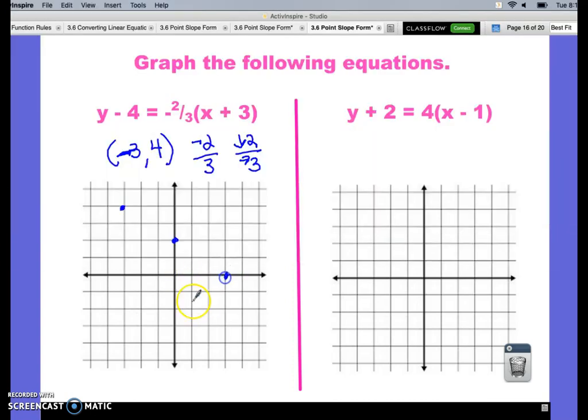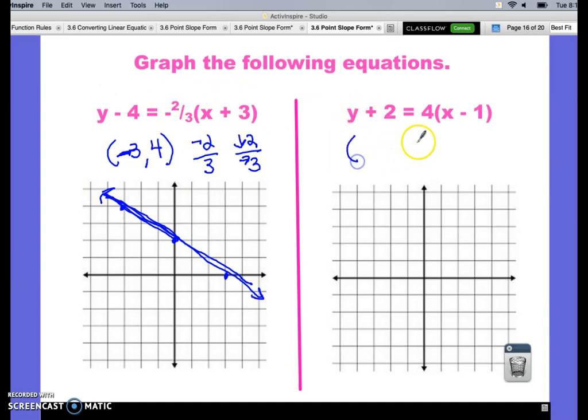Plot a point. Now this right here again is your y-intercept. It's where your line crosses your y-axis. This would be your x-intercept, where your line crosses your x-axis. And you don't want to forget to connect them a little better than I did with the straight edge. Connect the points, and that is your line of this equation.